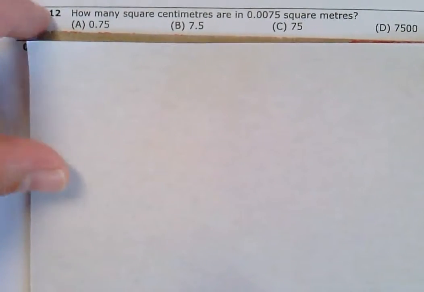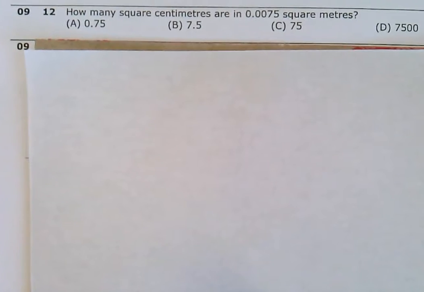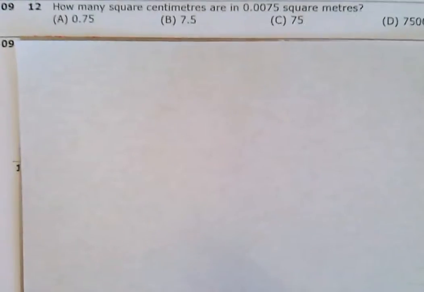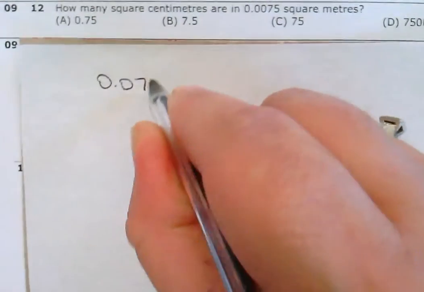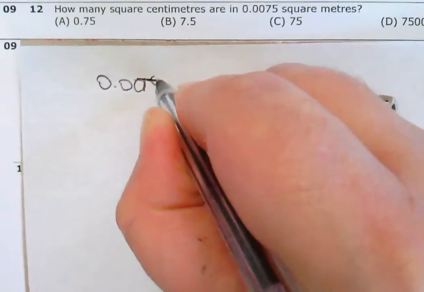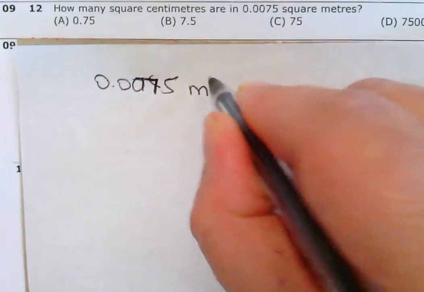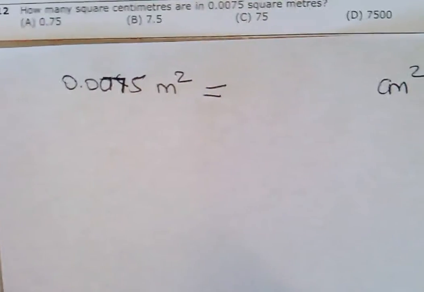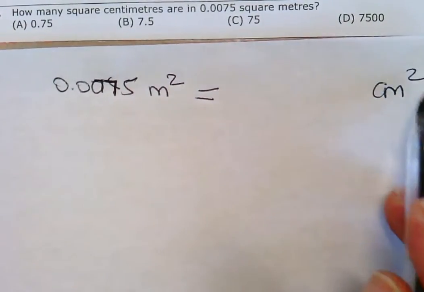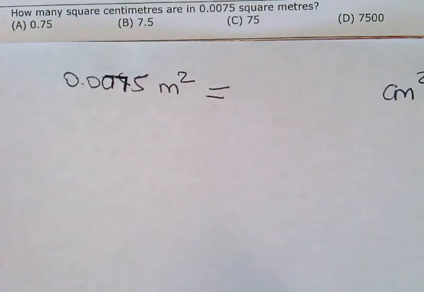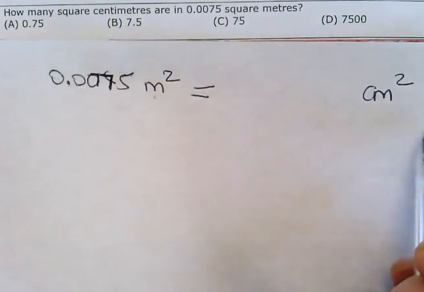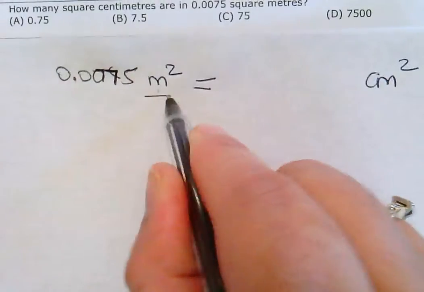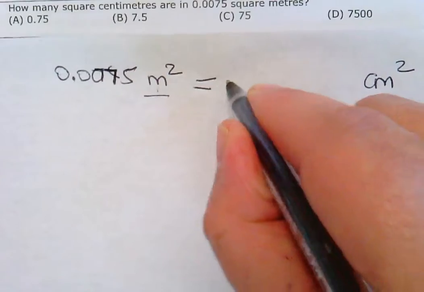2009 HSC, question 12. How many square centimetres are there in 0.0075 square metres? So metres squared equals how many centimetres squared? So going from normal metres, we're going from big to small units. So big to small. Girls, we're going from big to small units, so we multiply.